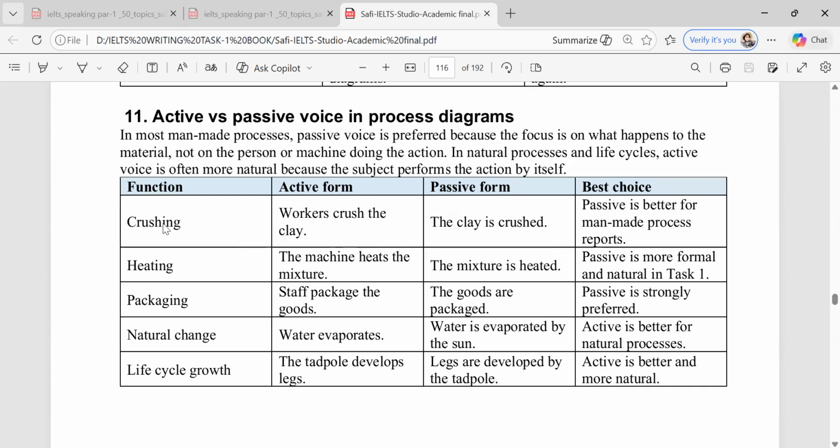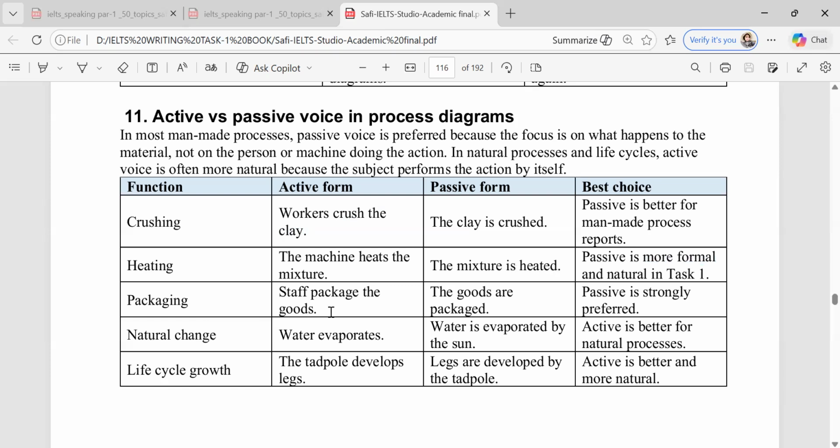For example, if the function is crushing, we can say, workers crush the clay. We don't use this form. The best choice is passive, which is better for man-made process reports. So, the clay is crushed. No need to mention workers. We don't need that. Heating: the machine heats the mixture. Can you see? It's now not in passive, it's in active. The mixture is heated. Passive is more formal in Task 1. Clear? If you want to use passive, that's more formal.